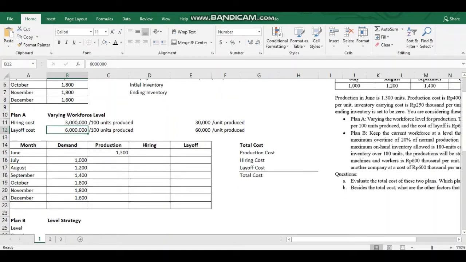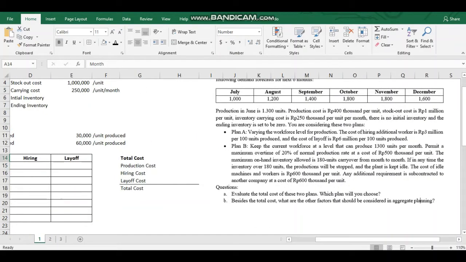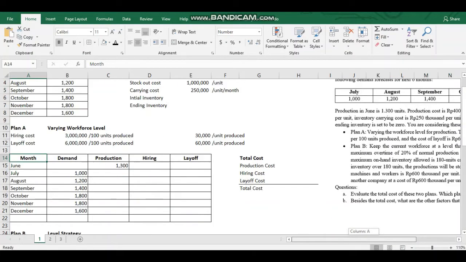And next, we start calculating the total of production, hiring and layoff. Okay, since we are varying the workforce level, we have to hire or lay off. That's why we are adding the production, hiring and layoff columns. These 2 columns are already given from the problem, like this one. And we have to add 3 more columns, production, hiring and layoff. Okay, we have to write June, July until December.